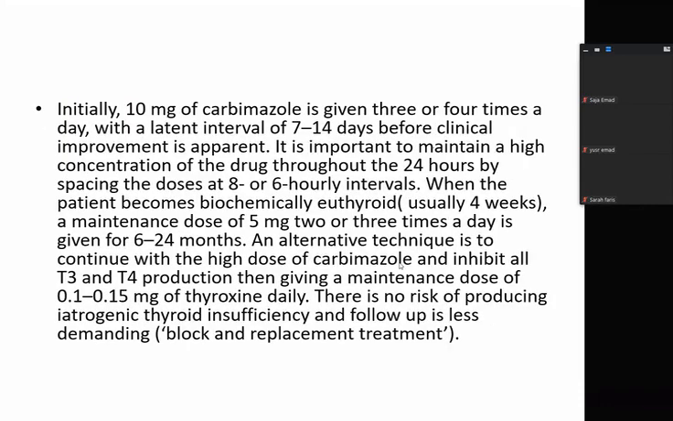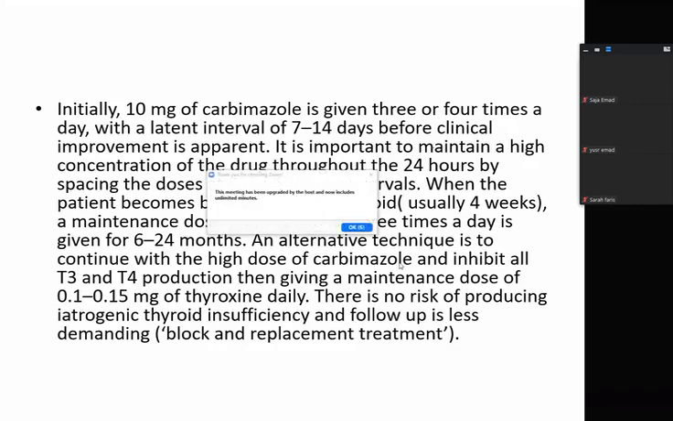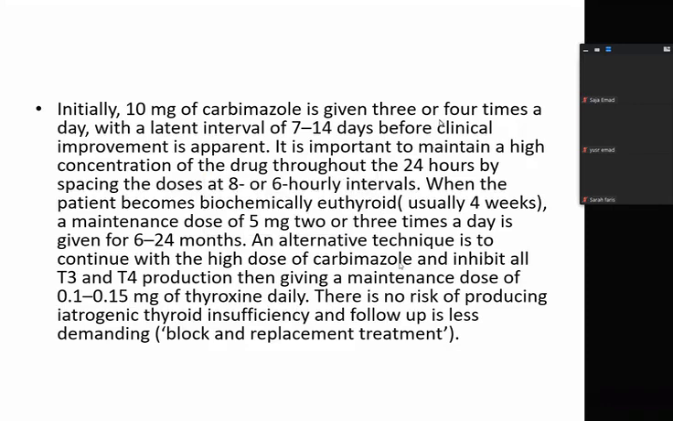Initial dose is carbimazole 10 mg 3-4 times daily, with at least 7-14 days before clinical improvement is apparent. It's important to maintain a high concentration of drug throughout the 24 hours by giving the dose at 8 or 6 hour intervals. Patients become biochemically euthyroid usually in 4 weeks. After that, maintenance: 5 ملغ 2-3 times per day for 6 to 24 months. مثل ما قلنا التريتمنت يطول 6 شهور الى سنتين.